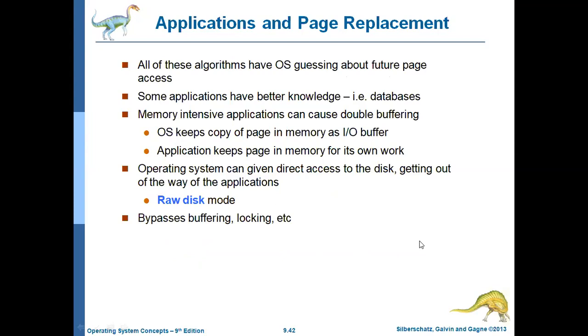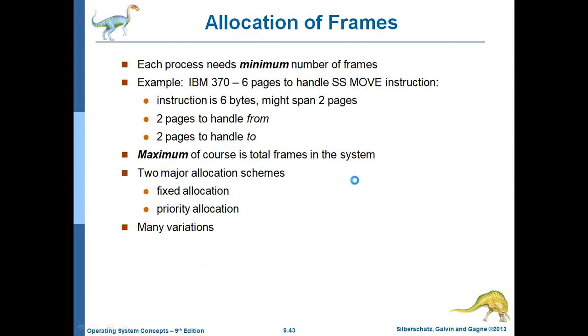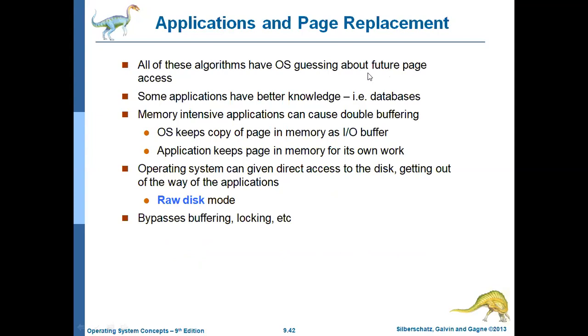So an application of this page replacement goes accordingly. Your algorithms are always guessing about the future page access there. Some applications have been knowledgeable. So you have an operating system which can give direct access to the disk, getting out of the way of the applications there. That's a raw disk mode.